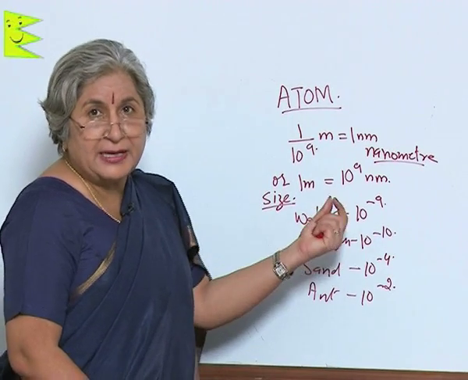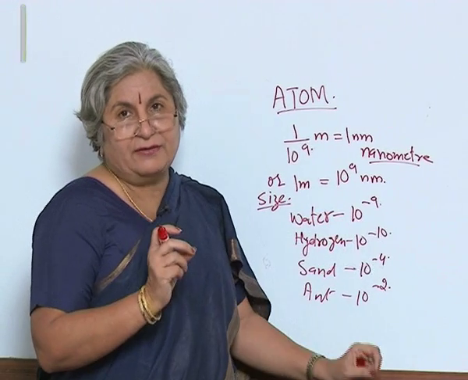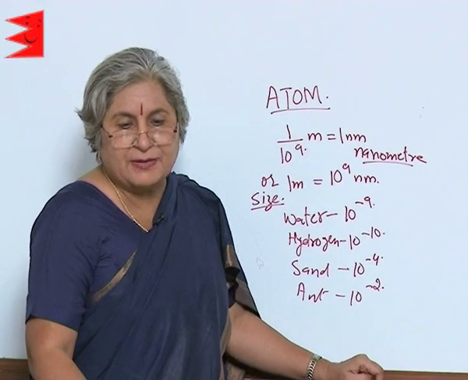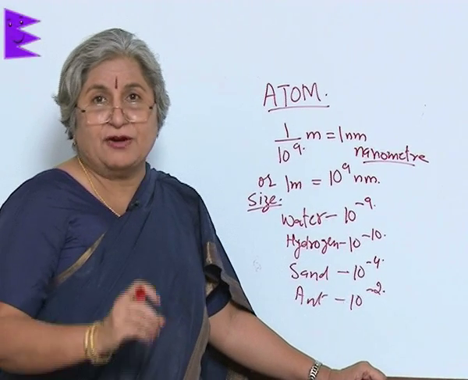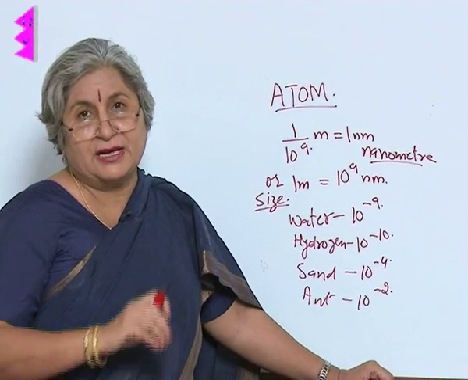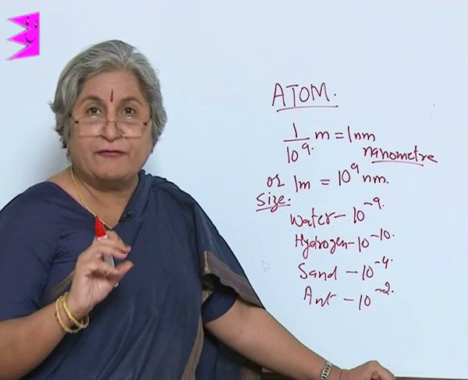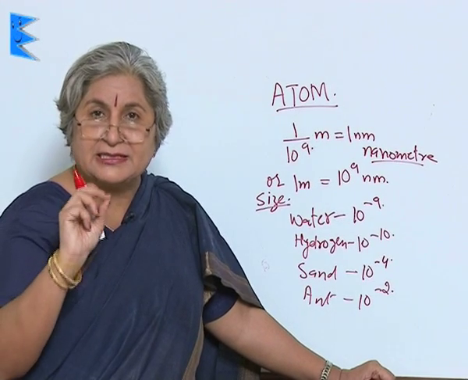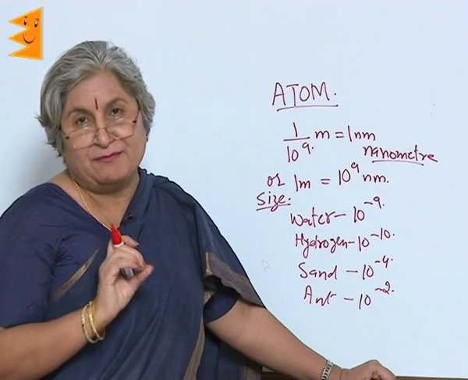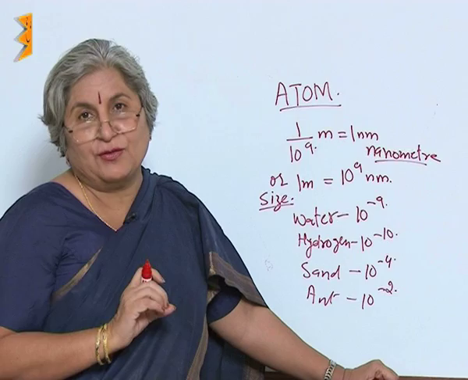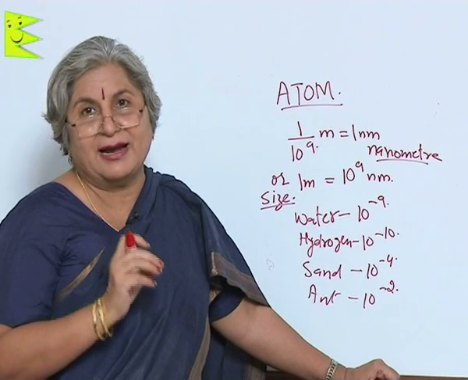So, if so many nanometers are together, then we get 1 meter. So, that is about the size of the atom. If more than millions of atoms are stacked together, they form a layer which is as thick as a paper. So, these are the examples by which you will come to know how small an atom is.